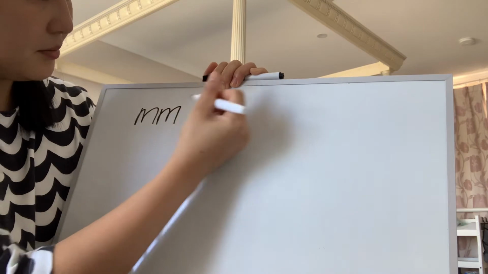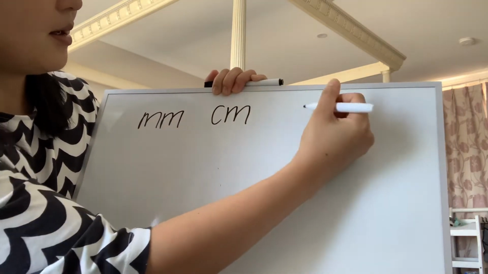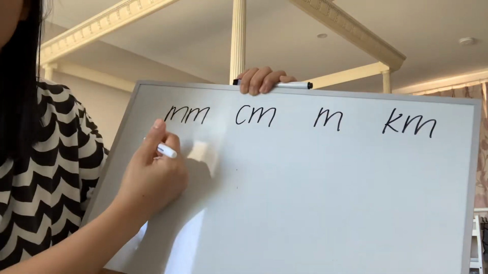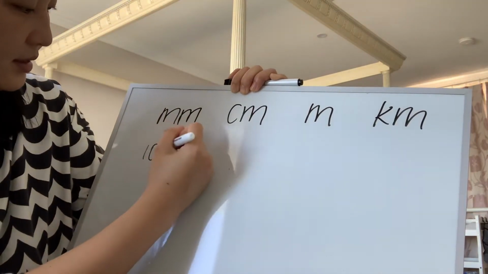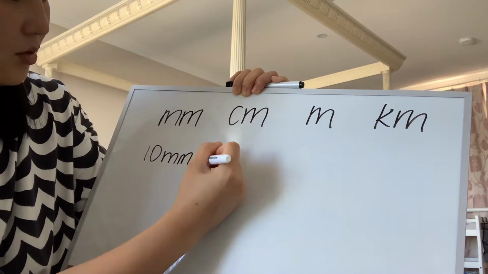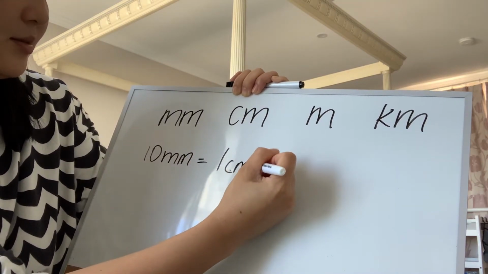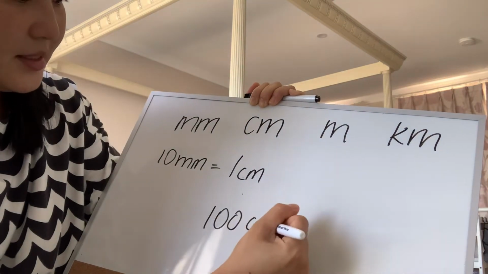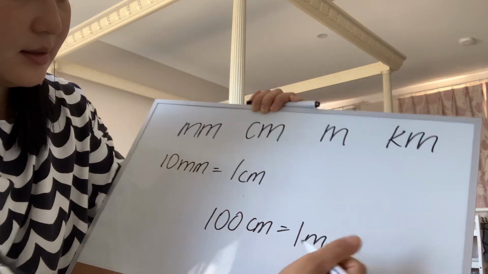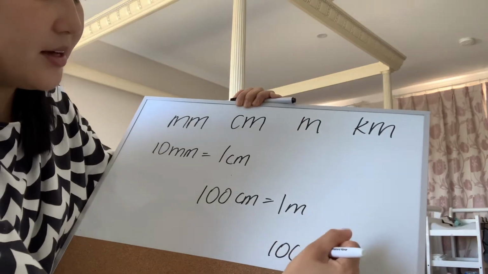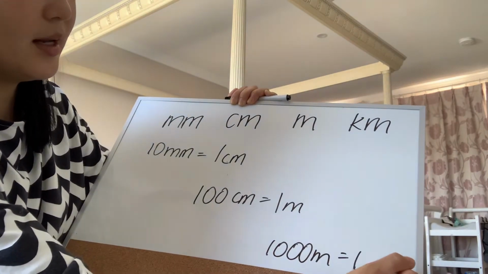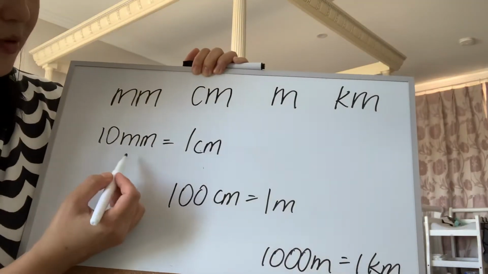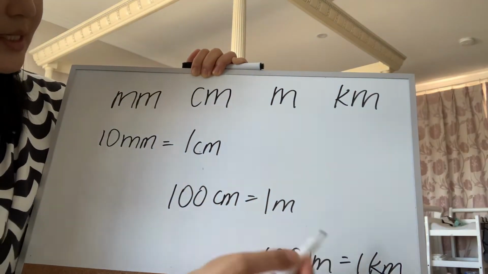Millimeters, centimeters, meters, and kilometers. 10 millimeters equals 1 centimeter. 100 centimeters equals 1 meter. And 1,000 meters equal 1 kilometer. Do you see the number value of each unit?